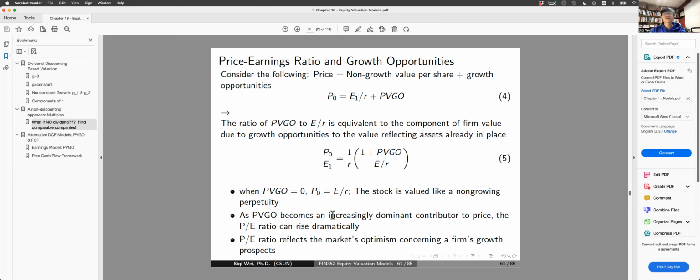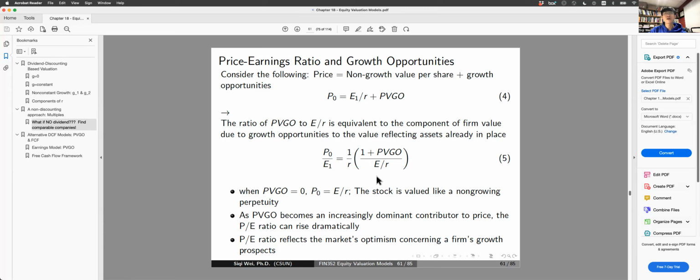Okay, so your textbook rearranged the formula into this format. PE ratio is equivalent to 1 over R times 1 plus the present value of growth opportunity over the asset in place. It's actually very easy to interpret.